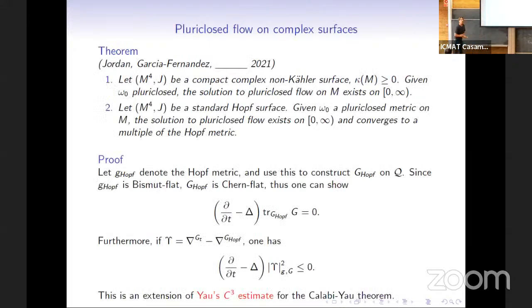Okay. Yeah, no, maybe I pause. Maybe I'm going too fast. Because I'm going to sort of switch gears after this to generalized Kähler.